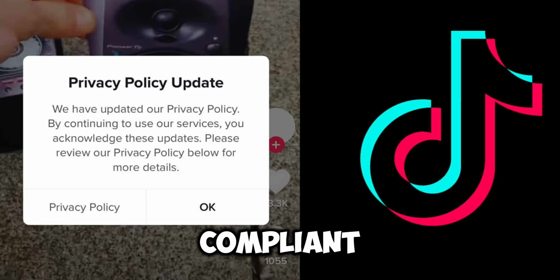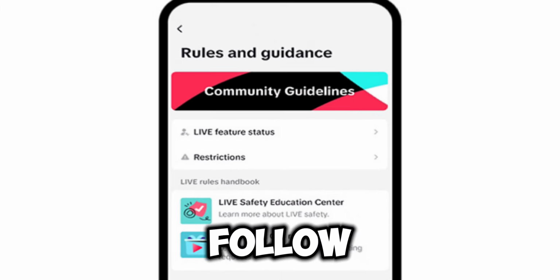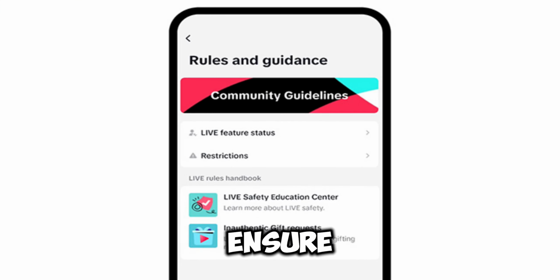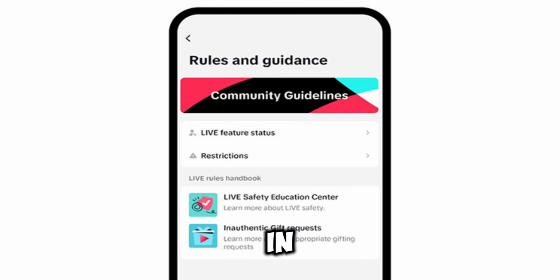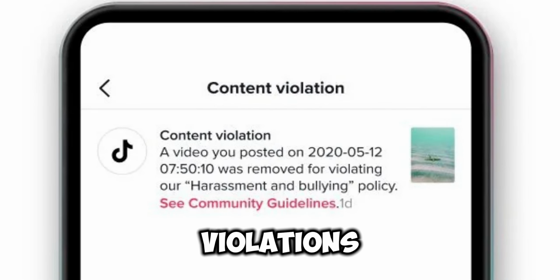7. Stay compliant with TikTok's policies. Follow community guidelines. Ensure that your content and automated interactions comply with TikTok's community guidelines and terms of service. Violations can lead to penalties, including account suspension or removal from the platform.